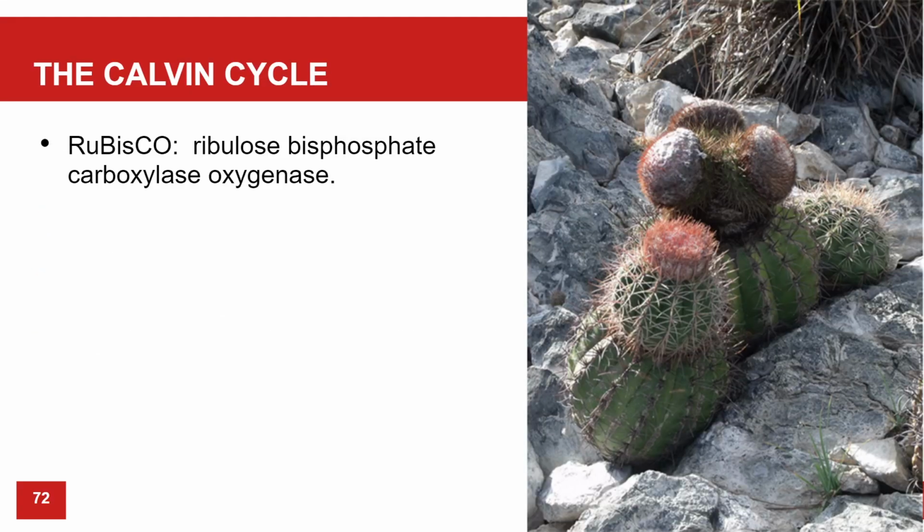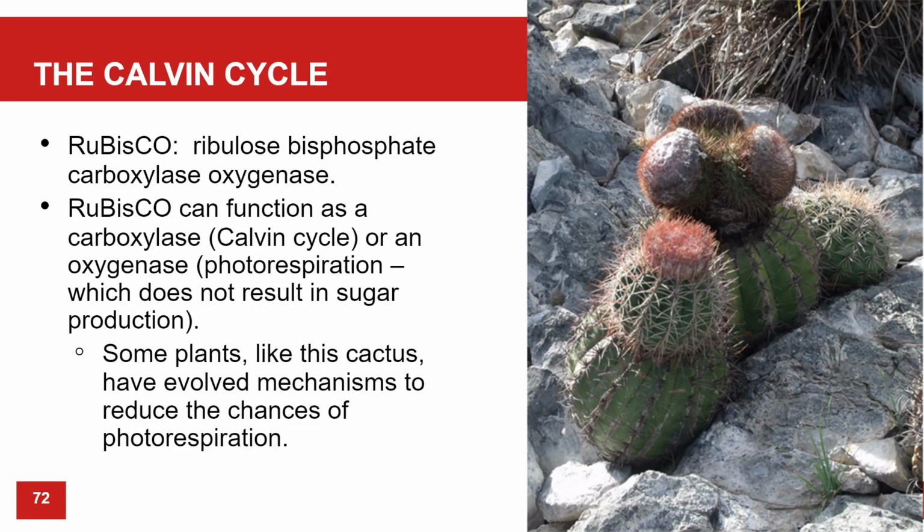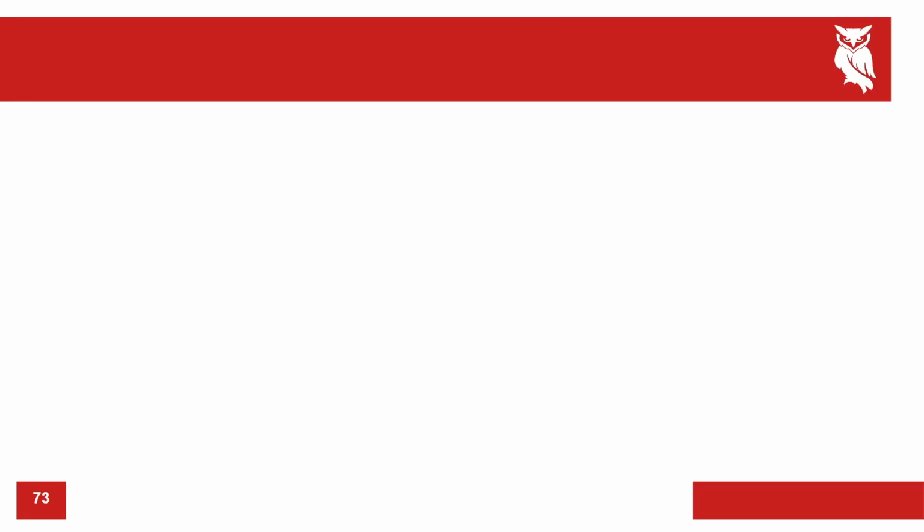Calvin cycle, Rubisco, ribulose bisphosphate carboxylase oxygenase. It is the most common protein on the planet. It can function in the Calvin cycle, and it can also do something called photorespiration, which does not result in sugar production. Some plants like the cactus have developed mechanisms to reduce the chances of photorespiration. That way you're not wasting energy.